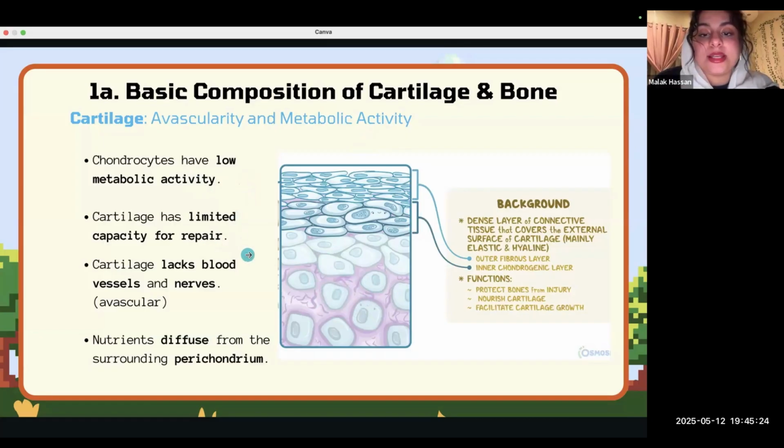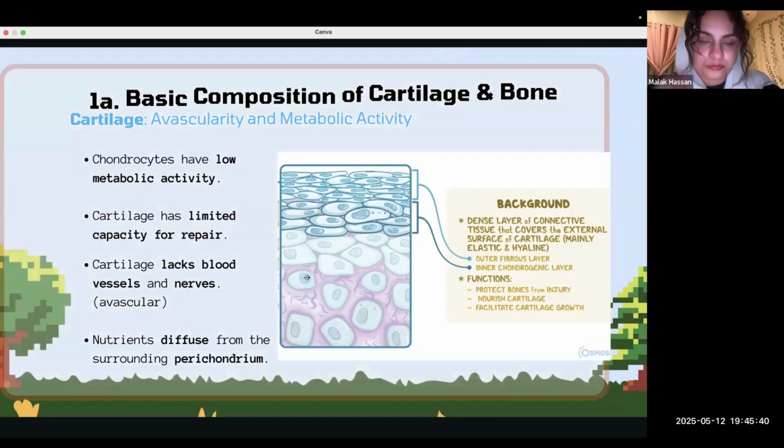And it has limited capacity for repair because it doesn't get its own blood supply, right? So, if it has high metabolic activity, where is it going to get the nutrients from? How is it going to get the nutrients for repair? Where is it going to put all the metabolites, right? So it doesn't have its own blood supply.